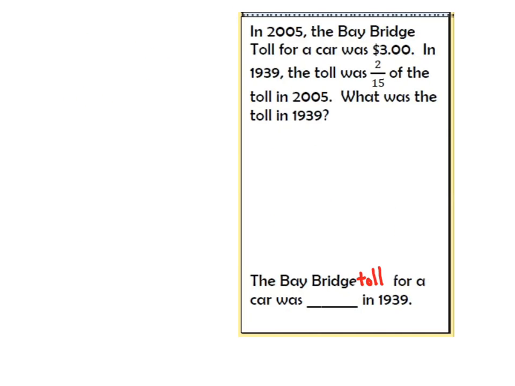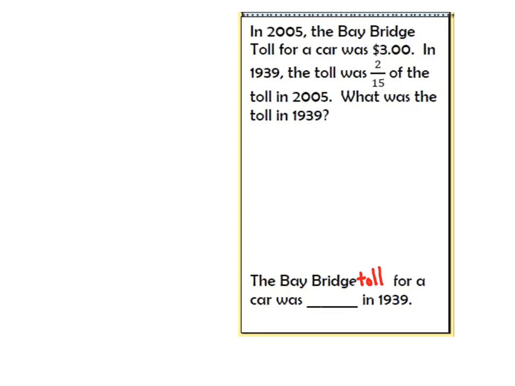All right, we have a word problem. First thing to fix is down here. There was a typo. The Bay Bridge toll for a car was how much in 1939? So here's our word problem. In 2005, the Bay Bridge toll for a car was $3. In 1939, the toll was 2/15 of the toll of 2005.